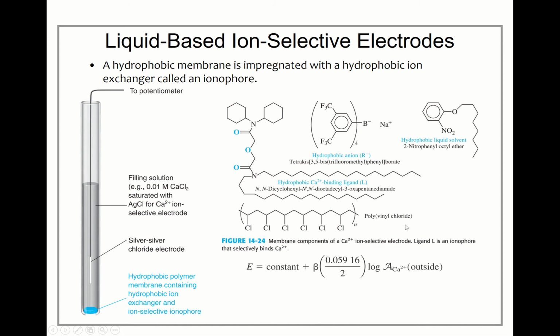And the IUPAC equation is the same. E equals constant plus beta. Beta is always there. Beta is usually less than 1, and here 0.05916 divided by 2. Why 2? Because the calcium ion has a divalent plus charge. And multiplied by log calcium ion activity. All other things are constant. So this is called a liquid-based ion selective electrode.